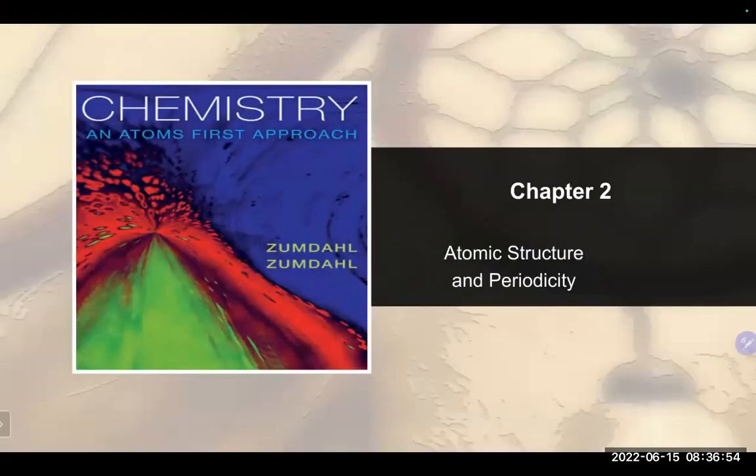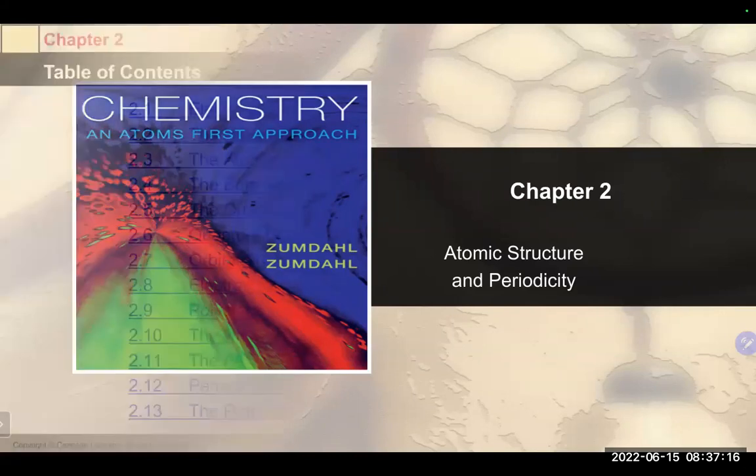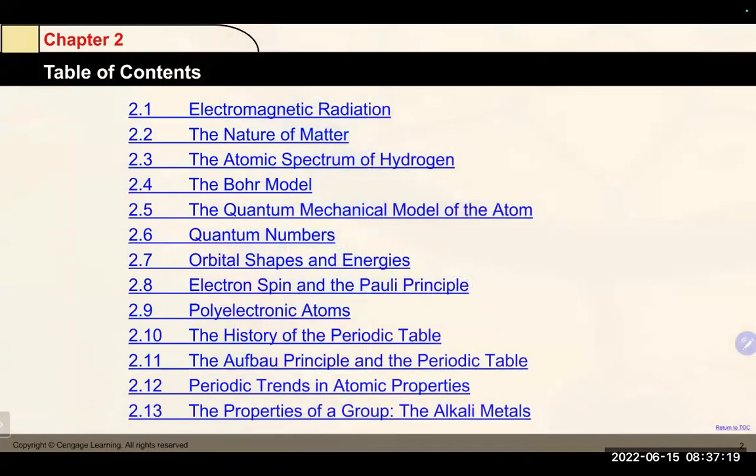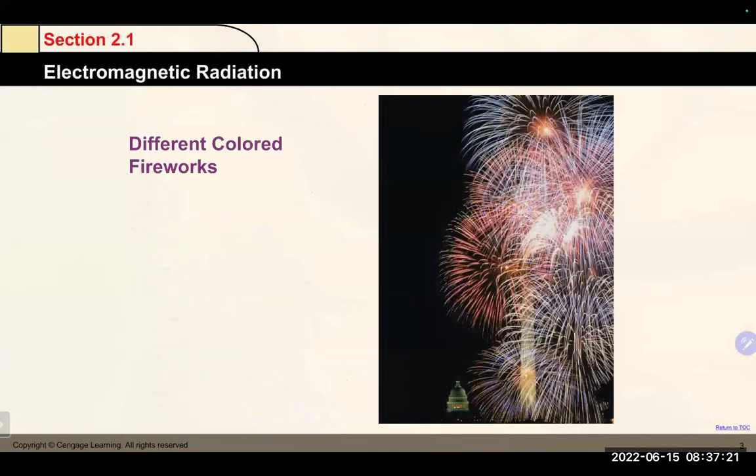Okay, so we're going to roll into chapter 2 here. In this chapter, we're going to talk mainly about electrons. That's the focus of this chapter. We're going to talk about electron configuration, and quantum numbers, which are the basis of electrons and where they are in the atom. We'll also get into the periodic table along the way, and we're going to talk about waves and frequency and all that kind of stuff.